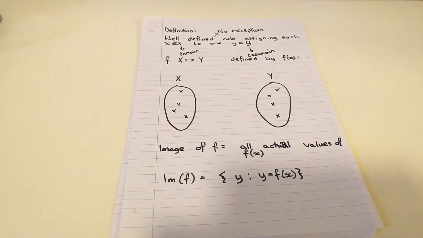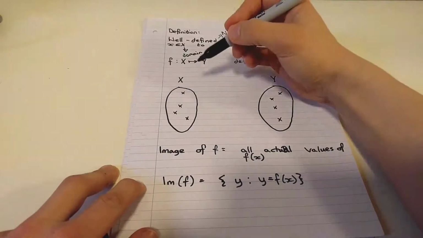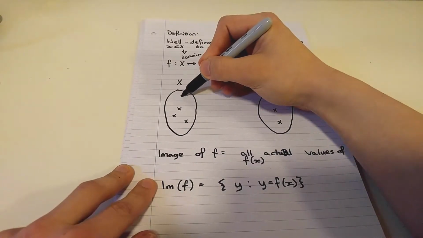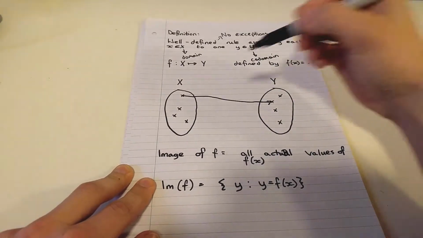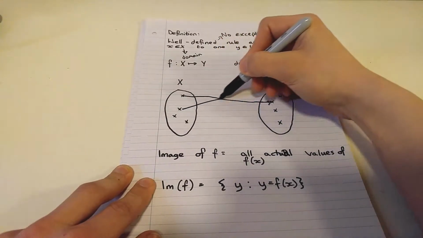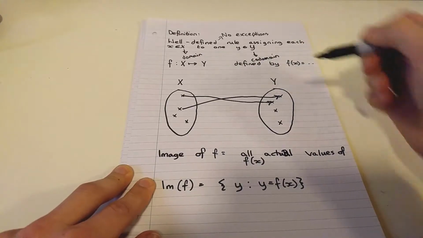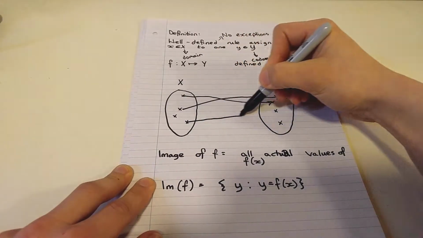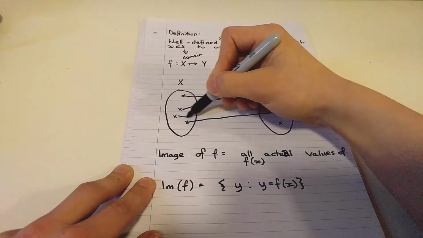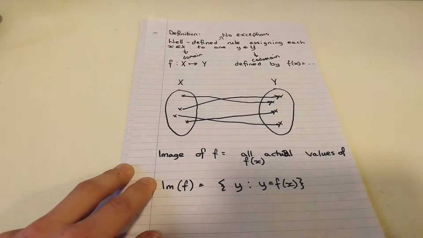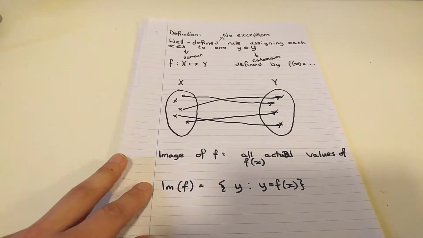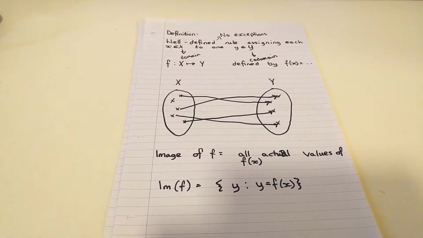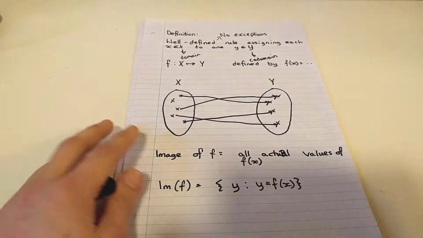So the easiest way to represent this is by a diagram such as this. Every single point within the set X has been mapped to exactly one point in the set Y. So this one maps onto that, this one maps onto this one, and this one maps onto that one. Say we had another point, let's say this point, and this one didn't have a match, then by definition this is no longer a function.